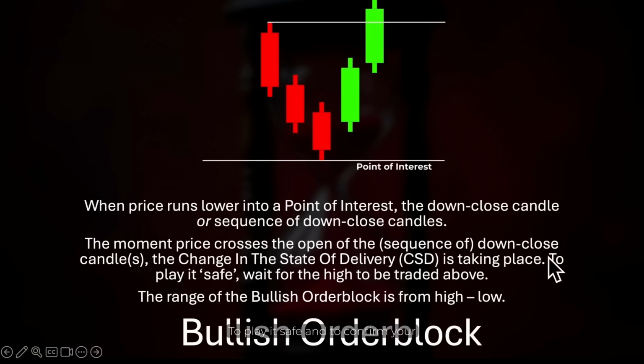To play it safe and to confirm your CSD, I suggest waiting for the high of that sequence of down close candles to be traded above. The range of the bullish order block is from high to low, meaning from this high to this low. Pay attention to the fact that the bullish order block forms after the bullish rejection block has formed.